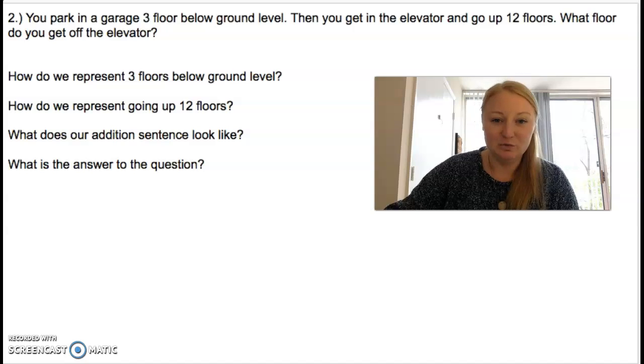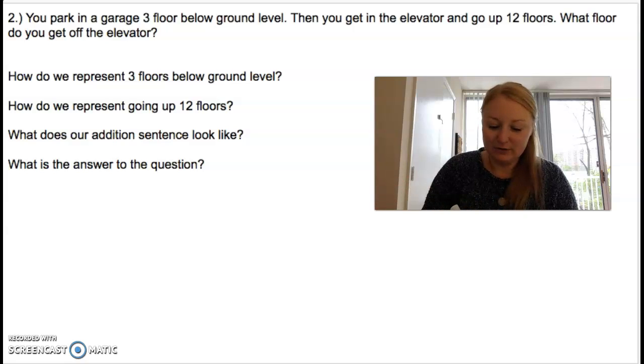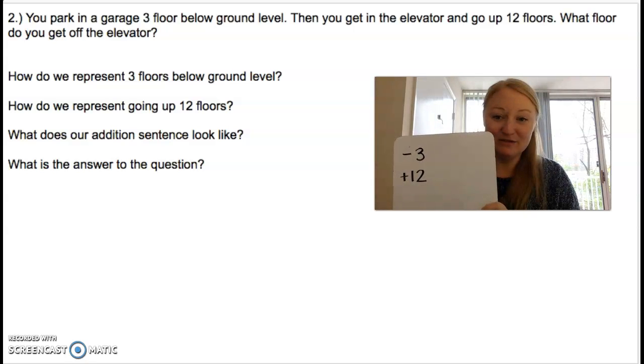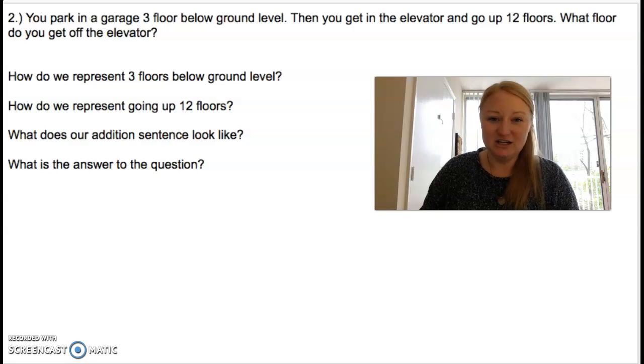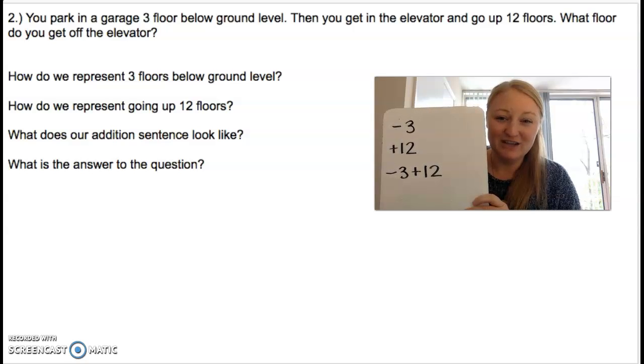How do we represent 3 floors below ground level? Negative 3 because it's below ground level. Going up 12 floors would be a positive 12 since we're going up. And our addition sentence is going to look like we start at negative 3 and we go up 12 floors. And what floor would they get off the elevator? Well, I know I'm adding, and I'm going to look at my integers, and I notice that their signs are different. I have a negative 3 and a positive 12.